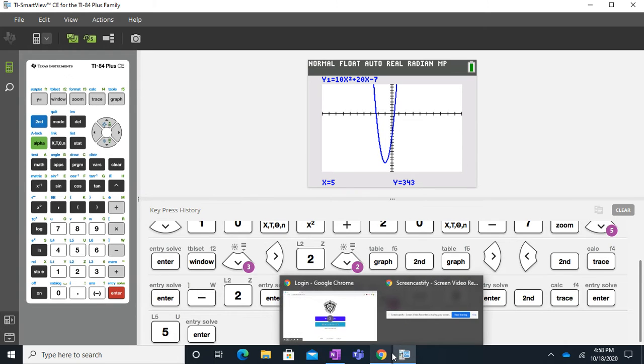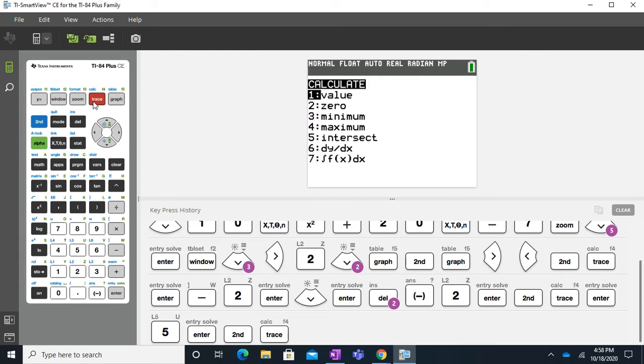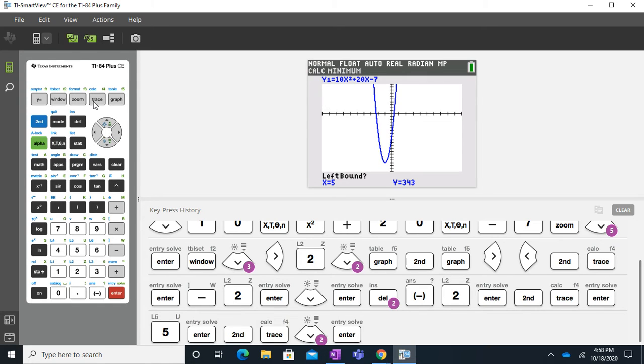So if you go back again here to your graph, you're going to use that same set of commands, second, trace. Again, your calculate menu here brings up the majority of what we're looking for. And in this case, because you're looking for the lowest possible value, you're going to choose the minimum. So now your calculator is going to ask you for something called the left bound. So you need to locate your cursor. So see how at the bottom my numbers are changing?